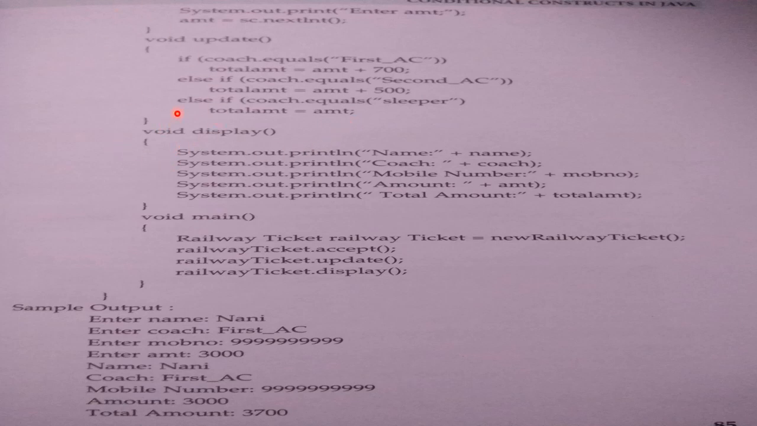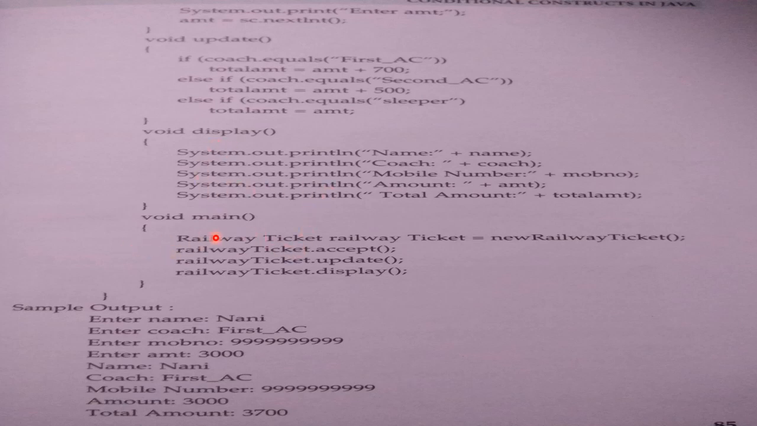Now after the calculation of the total amount, we have to display all these things. Which ones? Name, coach, mobile number, amount and total amount. So we will use the display function, and for displaying we will use the method System.out.println, along with messages like name is equal to name, coach, mobile number, mob number, amount, AMT, total amount, total AMT. In this way we have to display. This is the function to display all the details.